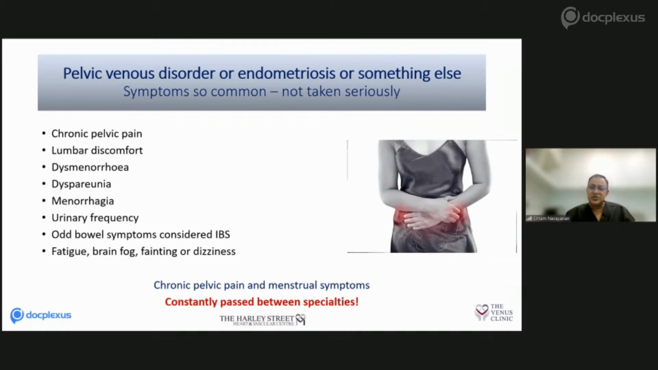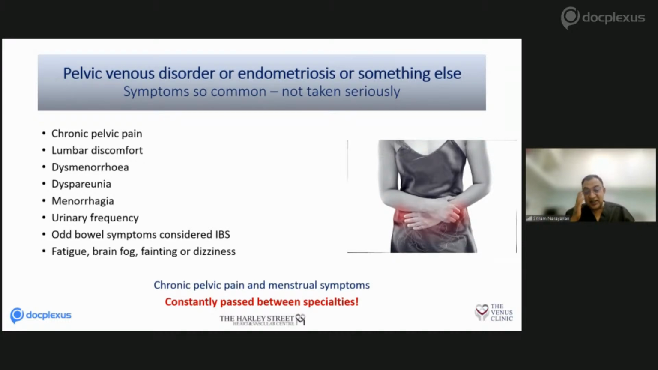Now, these are such common non-specific symptoms, which are associated with chronic pelvic pain and the menstrual symptoms, that the patients are constantly passed from one specialist to another. So the lumbar discomfort could go to an orthopedic doctor. The dysmenorrhea and the painful intercourse could well end up with a gynecologist. Urinary symptoms with a urologist. Brain fog and fainting and dizziness with neurologists. You can have gastroenterologists involved.